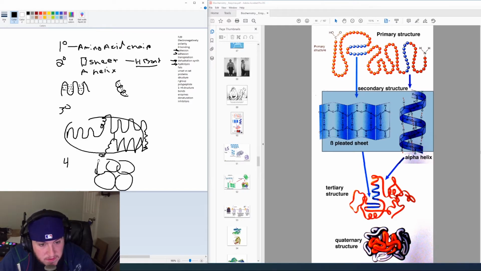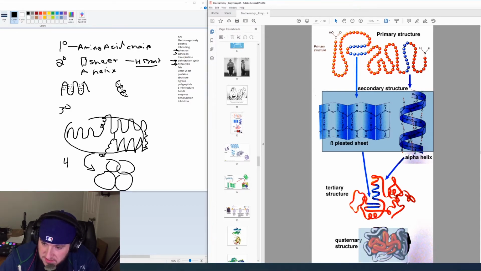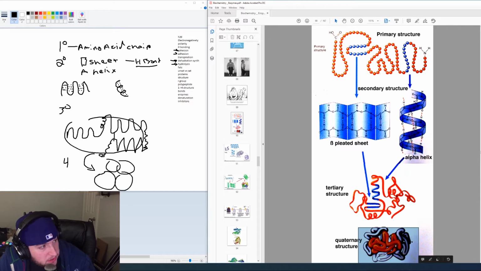I don't like that. Let's see if I can. Dude, drawing with a mouse is freaking hard, man. Okay, so now I've got a quaternary structure, which here kind of looks like this weird mass of brain-looking stuff.